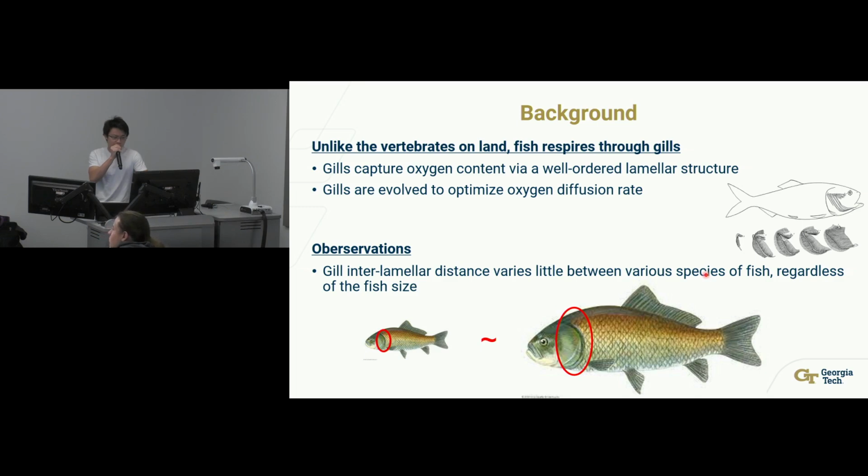The gill interlaminar distance varies a little. While various species of fish have different fish sizes, and they can vary by a million times, the size of their laminar structure only varies by less than 6 times.